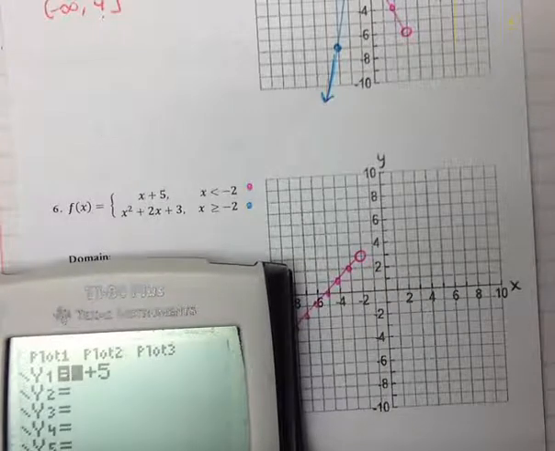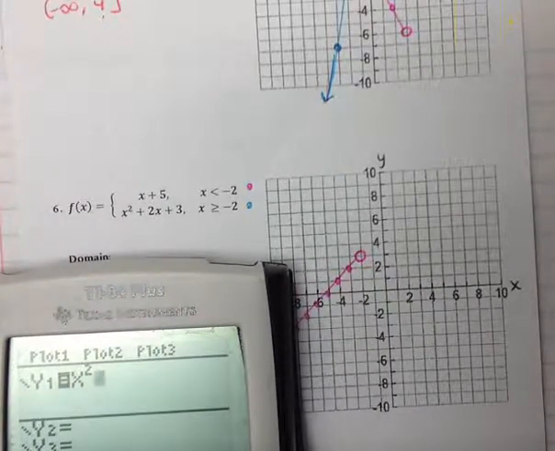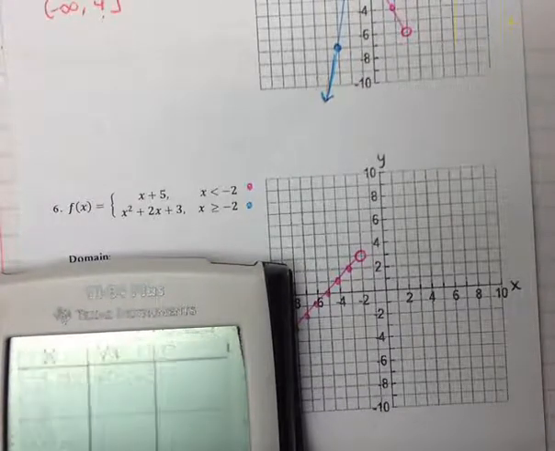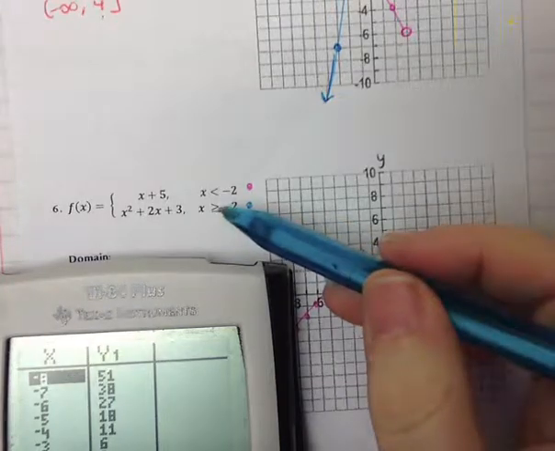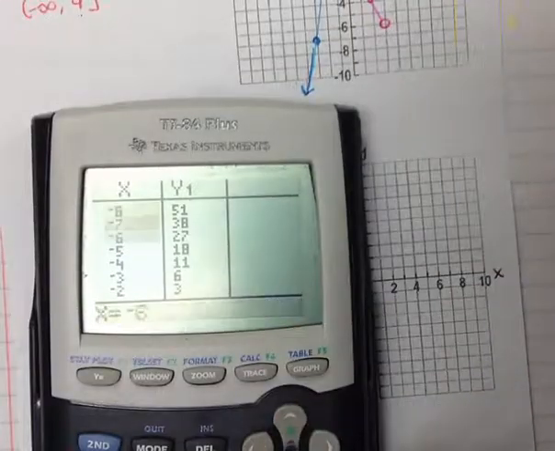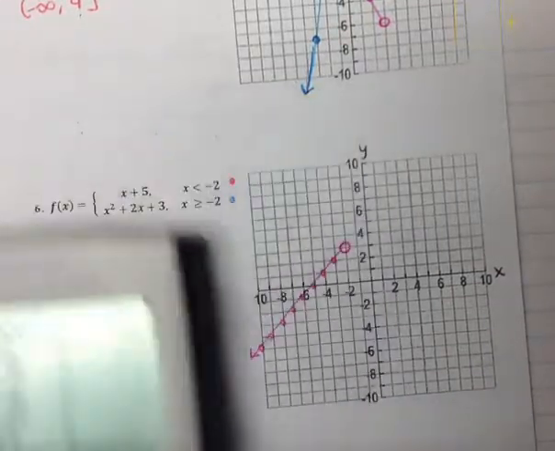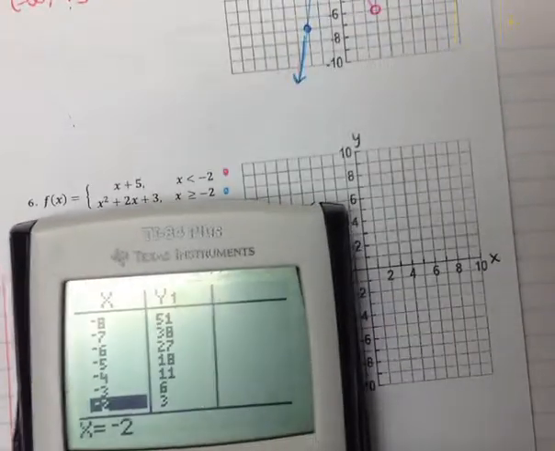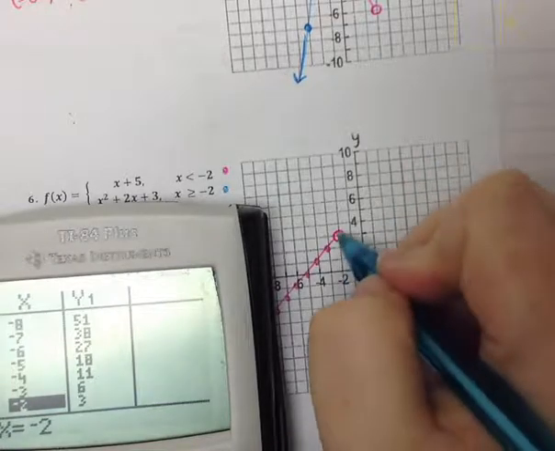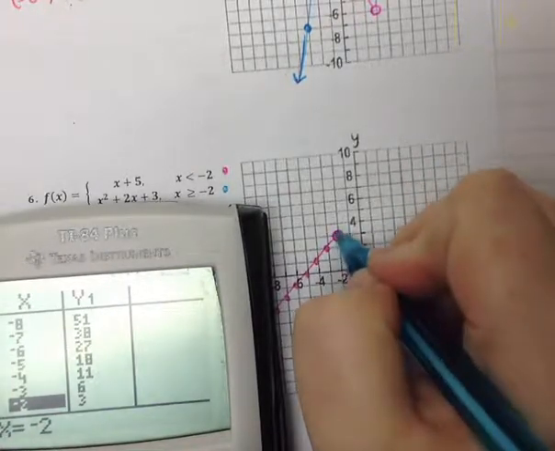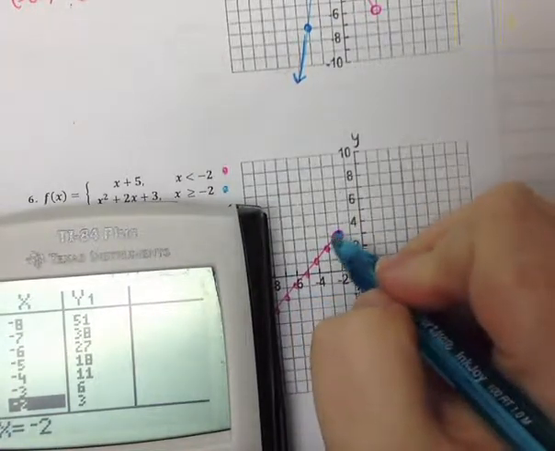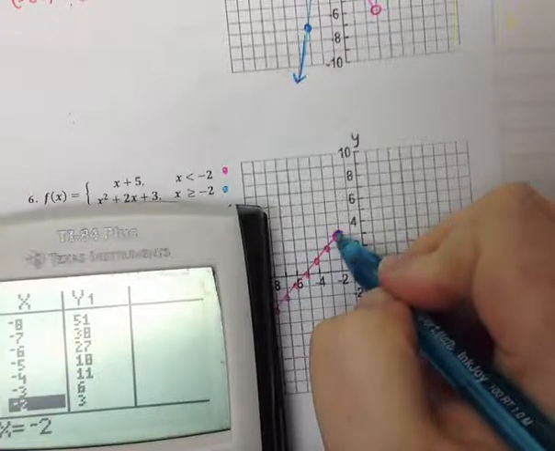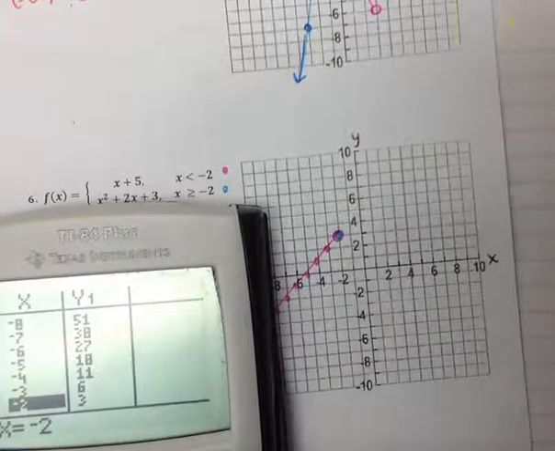And then I can go do my blue. So y equals, clear. I'm going to type in x squared plus 2x plus 3. I'm going to go to my table. My first coordinate, my x value is that negative 2, so I'm going to come down here to that negative 2, and it needs to be closed. So negative 2, 3 is my first coordinate. Negative 2, 3, and it's going to be closed here. So again, this is still a function because the pink was open and the blue was closed, so I don't have two closed parts on there.